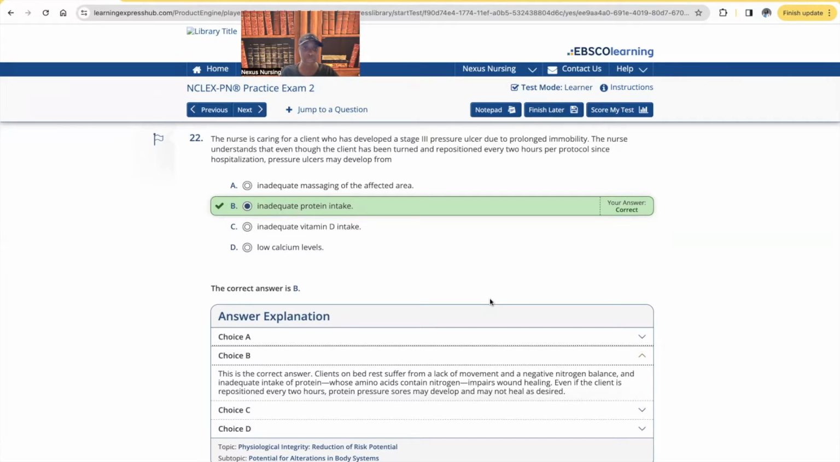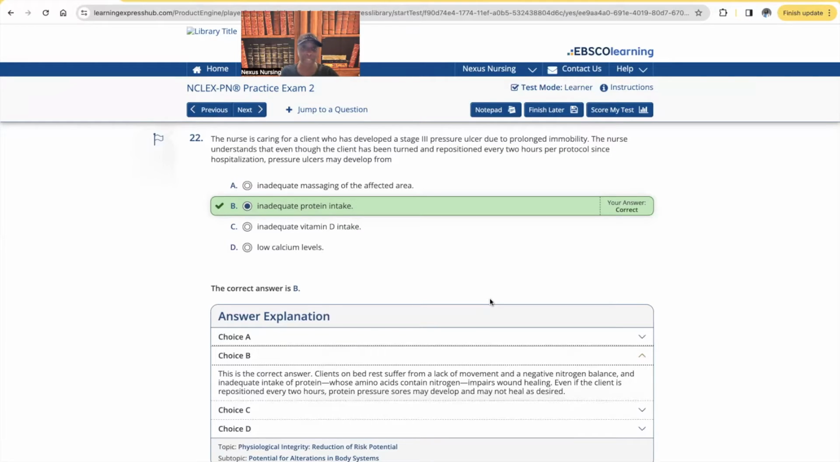Now look at the other choices. A, inadequate massaging. Why in the world would you ever massage that area? The patient has a pressure ulcer. They got an ulcer from pressure. You want to know what massaging is? Applying pressure. Why would we do that? That makes absolutely no sense. So that can't be the answer.